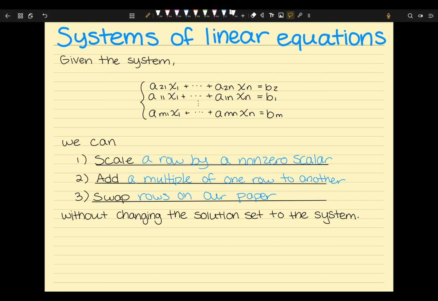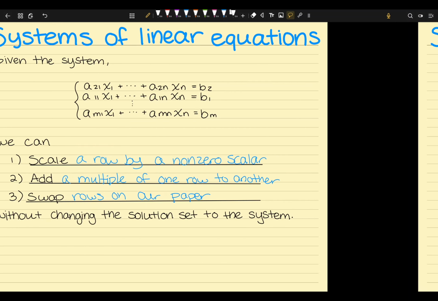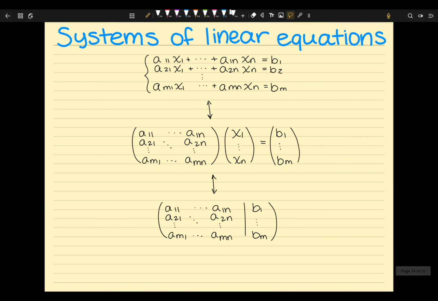All right, so these are the three operations that we can do so that we maintain our solution to the system, but we can approach that solution. Now, before we can talk about how we use these operations, we have to make some observations.